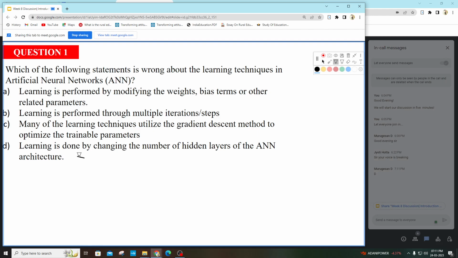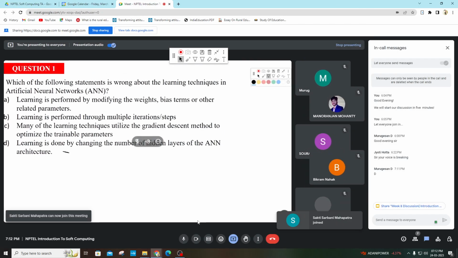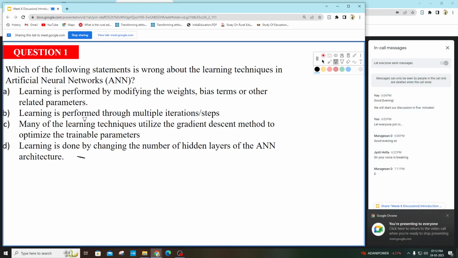Okay, so you are telling D. Propagation is also telling D. Any other? Okay, someone is joining. So I am asking, any other guesses? Any other option that you want to say which is wrong out of the 4? Okay, so I hope all are telling D. So yeah, let's check one by one.